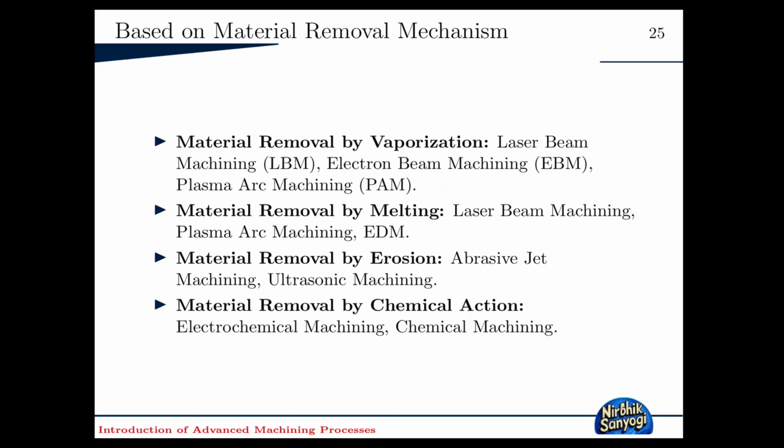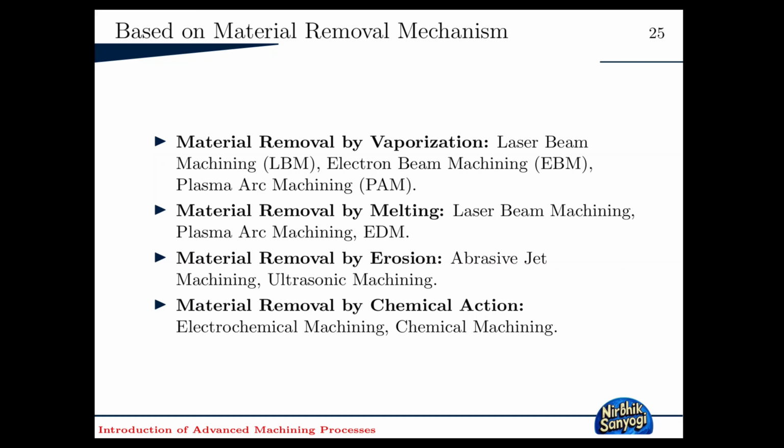Now the classification based on material removal mechanism. Under this classification, there is material removal by vaporization: laser beam machining, electron beam machining, and plasma arc machining. In these machining processes, materials get removed by vaporization. In laser beam machining, both melting and vaporization occur. Then removal by erosion: abrasive jet machining, ultrasonic machining, and water jet machining. Then material removed by chemical action: electrochemical machining and chemical machining.